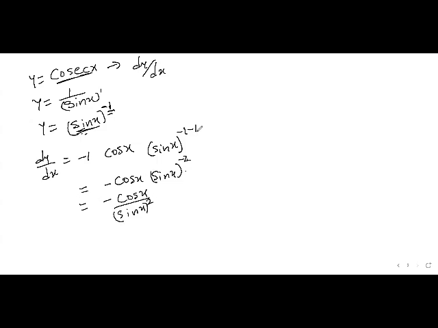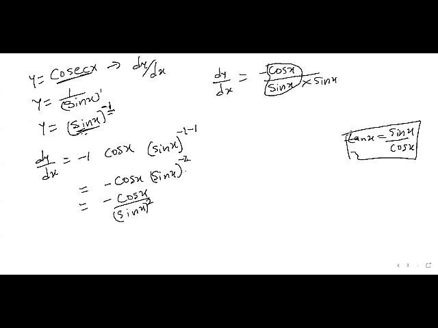Now this answer is correct, but we want to simplify it further. So our dy over dx will be minus cos x all over sine x squared, which is the same thing as sine x times another sine x. So what is cos over sine? Now we know that tan x is the same thing as sin x over cos x. If you don't know this, please take note. I'll be doing a video on trigonometry and we'll also prove this. Tan x is always sin x over cos x.